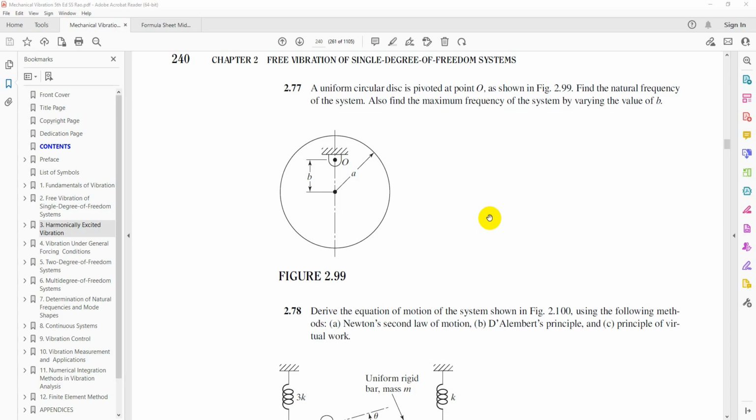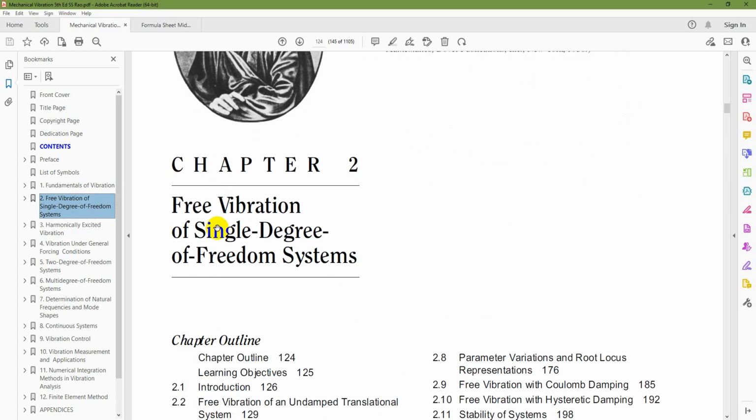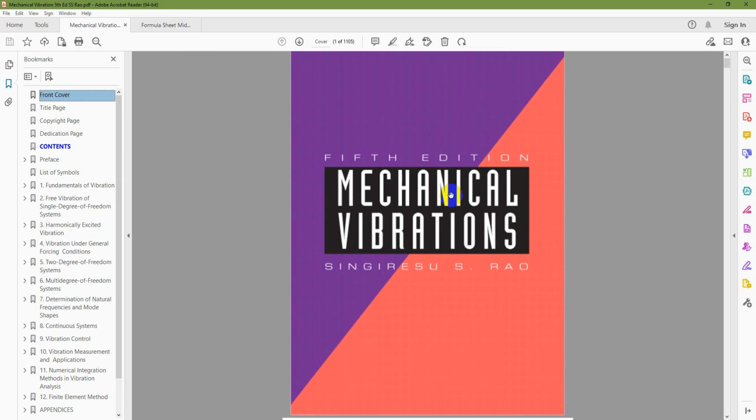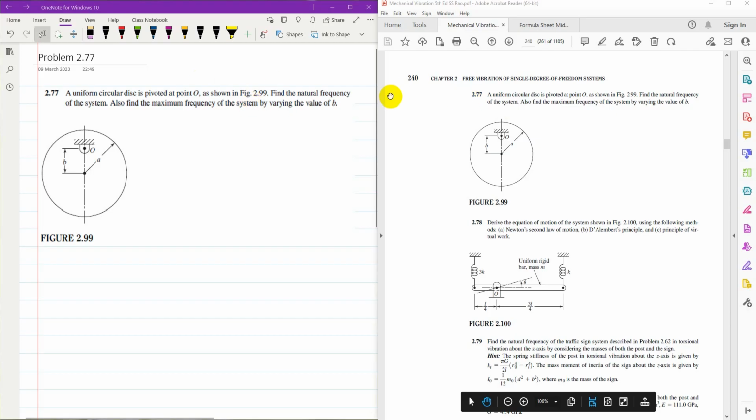This video tutorial is the solution of problem 2.77 of chapter 2, free vibration of single degree of freedom systems, from Mechanical Vibrations, 5th edition by S.S. Rao. The statement of the problem is: a uniform circular disk is pivoted at point O as shown in the figure. Find the natural frequency of the system. Also find the maximum frequency of the system by varying the value of b. So first I'm going to show how to find the natural frequency of this disk.